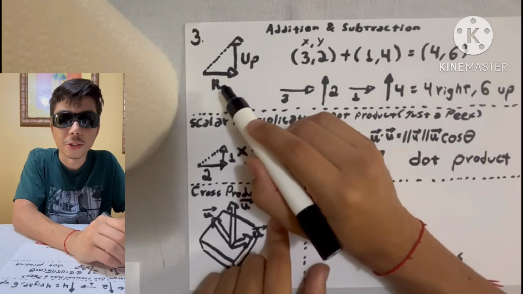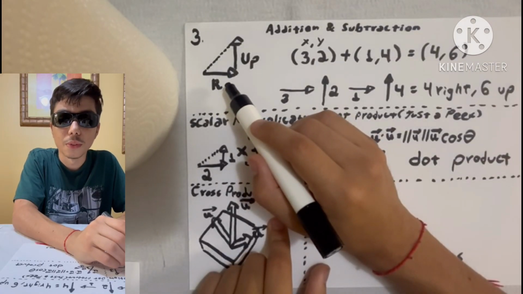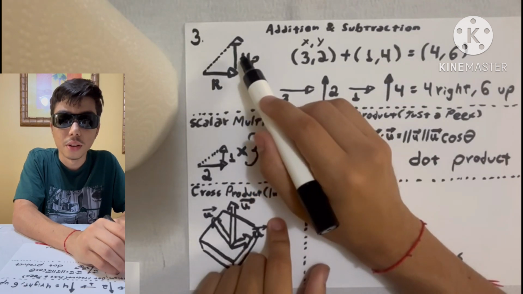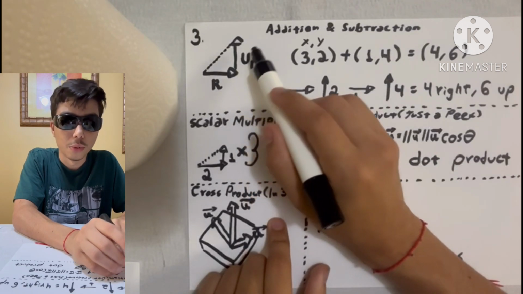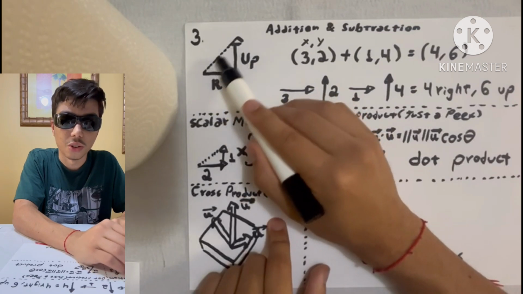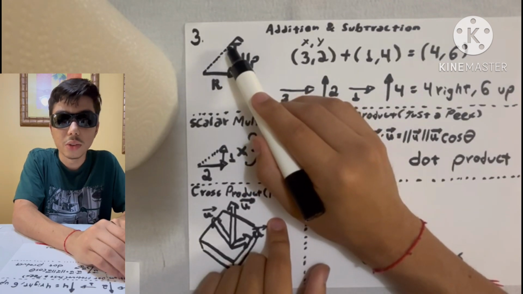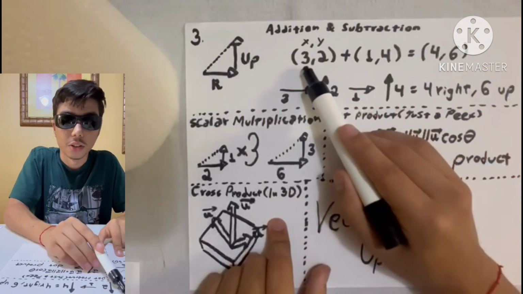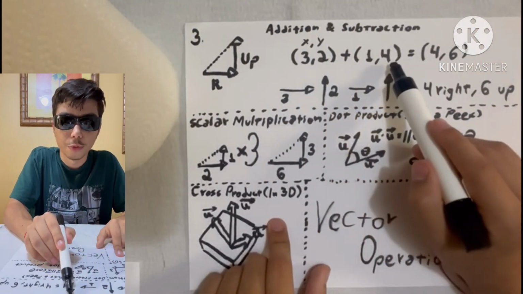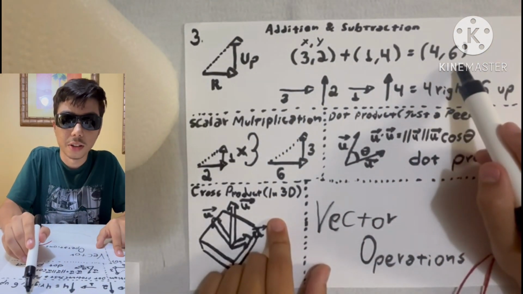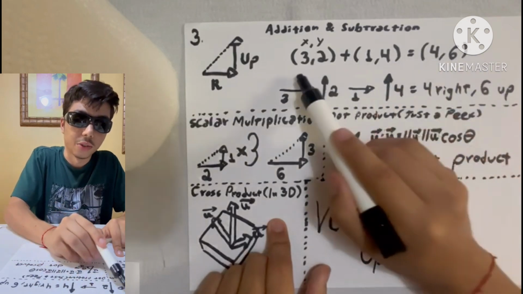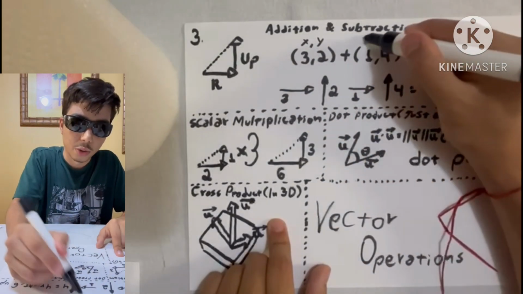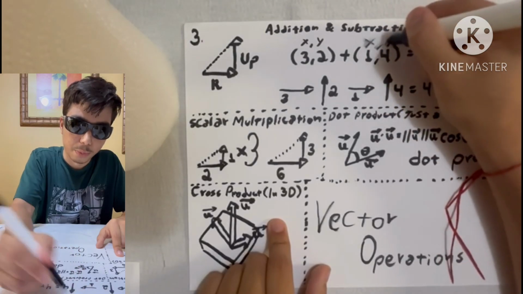You can add vectors too. If one vector moves to the right and another moves you up, doing both means you move diagonally. We add them component by component, like this: (3, 2) plus (1, 4) is (4, 6). You're basically adding the x with the x and the y with the y.